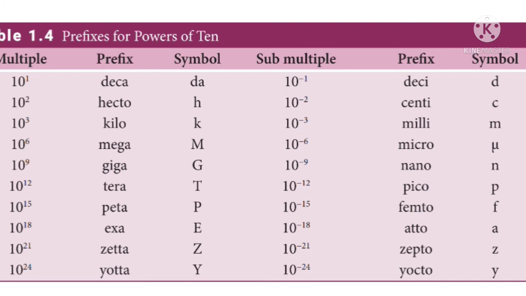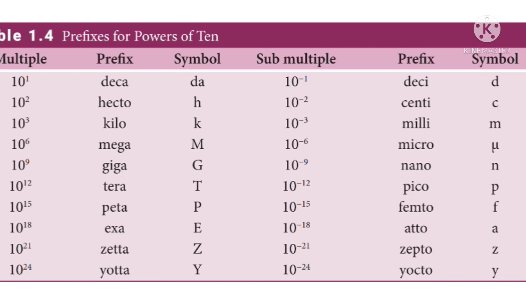10 power minus 6 should be called as micro. The symbol for micro is mu. That symbol should be called as what? Mu. 10 power minus 9 should be called as nano. The symbol for nano is small n.